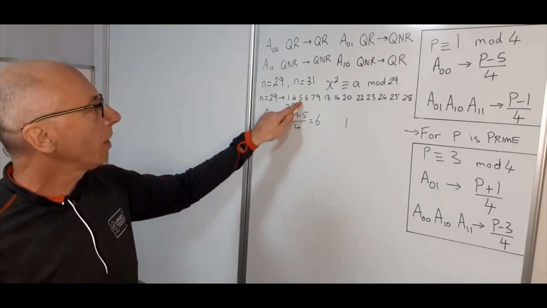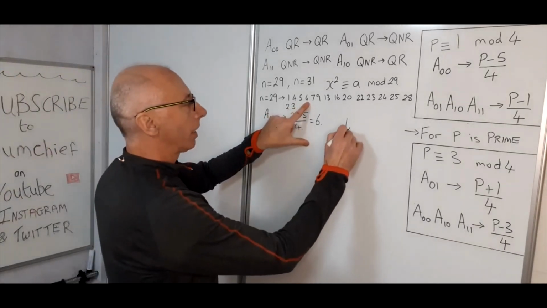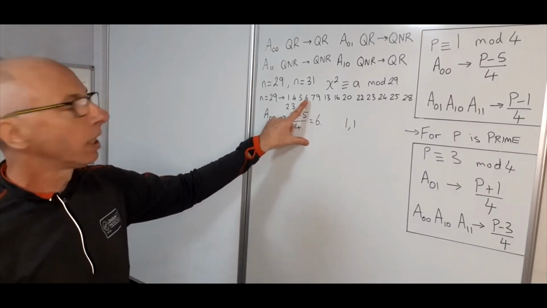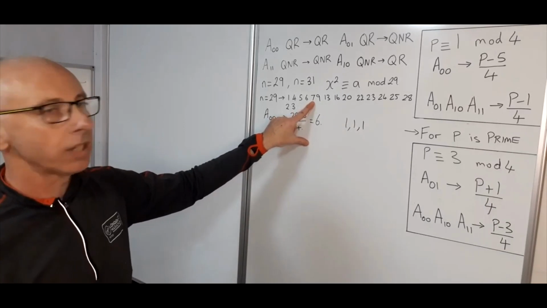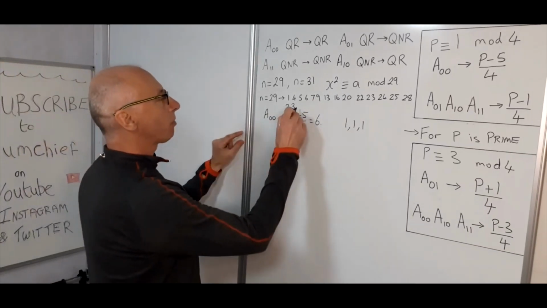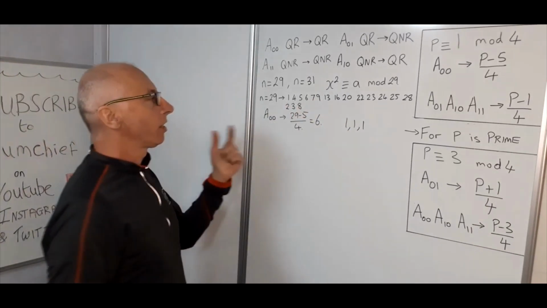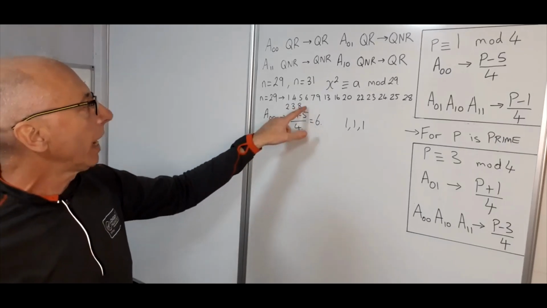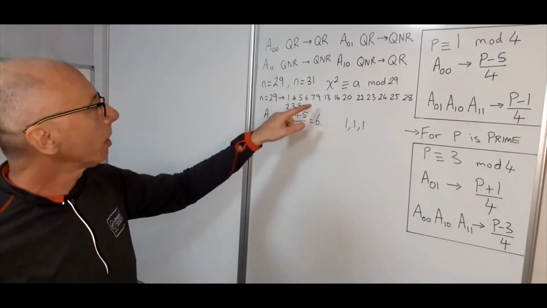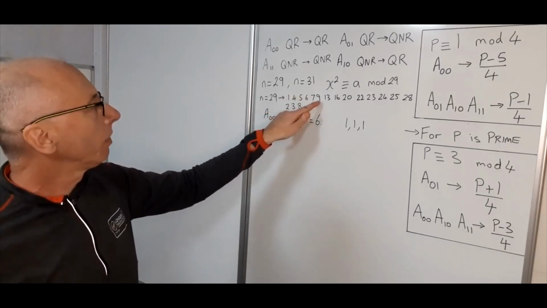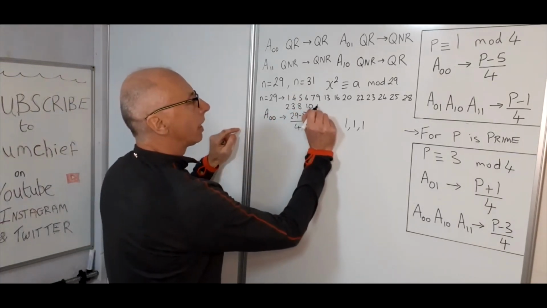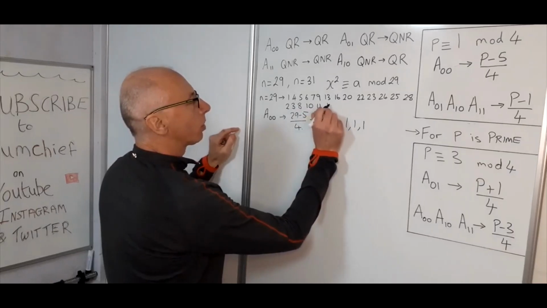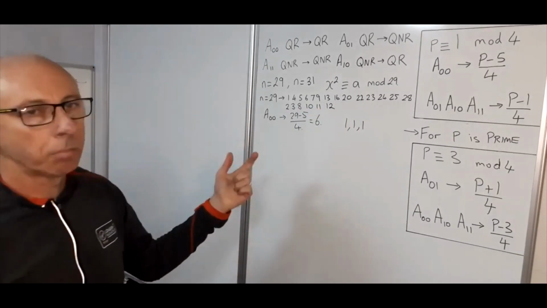And then 5 follows 6, and that gives us another one. 6 follows 7, and that's another one. Now 7 follows 8. 8 is a quadratic non-residue, so that's no good to us. 8 follows 9, so that's not part of this sequence. Then we've got 9 follows 10. 10 is a quadratic non-residue. 11 is a quadratic non-residue. 12 is a quadratic non-residue, that's not important to us.